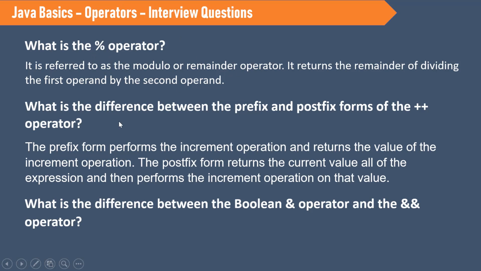What is the difference between the prefix and postfix forms of plus plus operator? The prefix form performs the increment operation and returns the value of the increment operation. The postfix form returns the current value of the expression, and then performs the increment operation on that value. Let's see an example on this one, then you can understand it clearly.